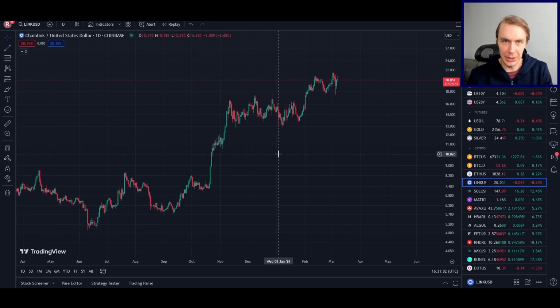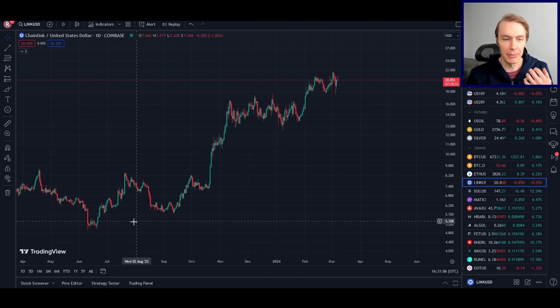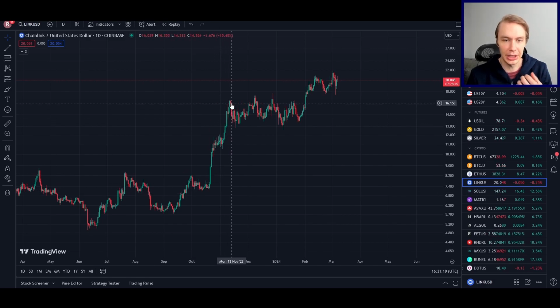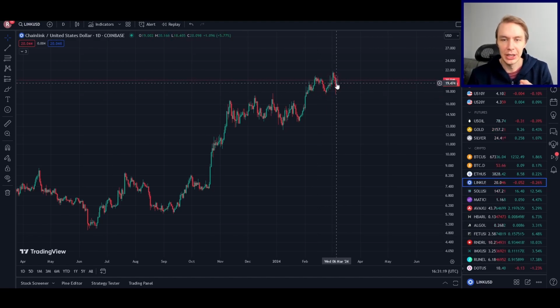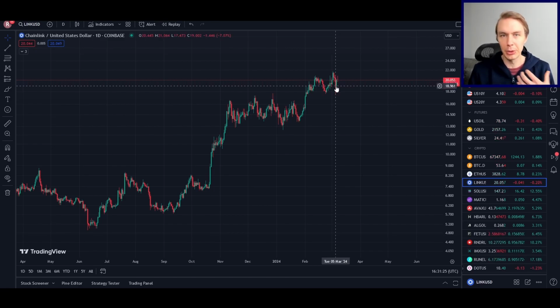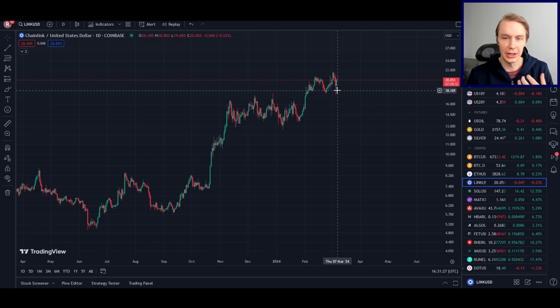But then a lot of other people have been really frustrated with Link. They're saying, why isn't it performing better? We had this nice rally early on in October, kind of leading some of the altcoins in the rally, but then we stalled out, had another leg up into the 20s, and now we've stalled out here again. So what I want to talk about is what our models are seeing with Link and where we stand from that perspective, and then also talk a little bit more about how to think about an asset like Link and its price action.